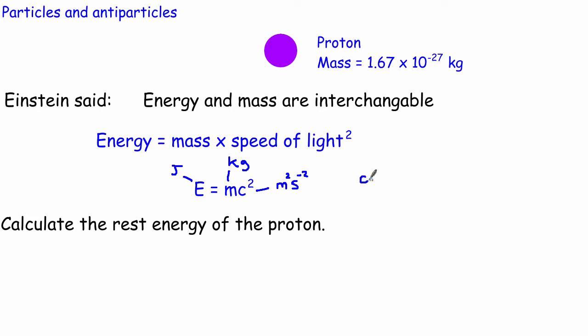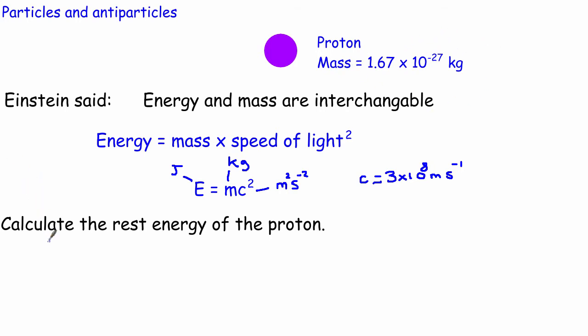But we know that the speed of light, if you look on your data sheet for your exam, is simply 3 times 10 to the 8 meters per second. Okay, so if we want to work out the energy of a certain mass, we would take its mass in kilograms and multiply it by this number squared. So let's do a quick example. I want to work out the rest energy of this proton. Well, the mass in kilograms is given up here.